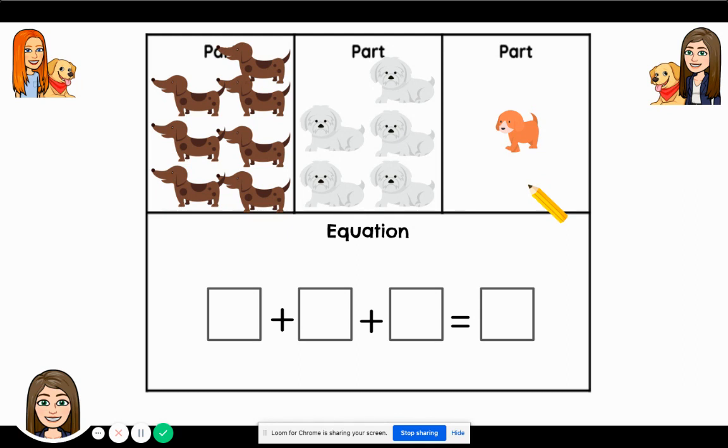If you said we need to combine the first 2 parts with the counting on strategy, you are correct. Let's count them. 7, 8, 9, 10, 11, 12. I know there are 12 dogs in the first 2 parts. Now, turn and tell someone at home what we should do next.